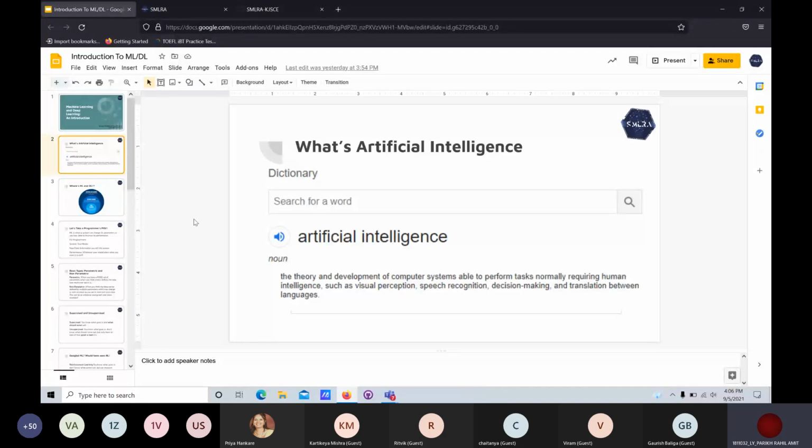Today we'll be discussing what is artificial intelligence first, because we all have a basic idea of what it is. The basic definition would be a computer system which is developed enough to perform tasks which require human intelligence. So what do we categorize as human intelligence? We can take examples such as visual perception, speech recognition, decision making, and translation between multiple languages. That could be considered as artificial intelligence.